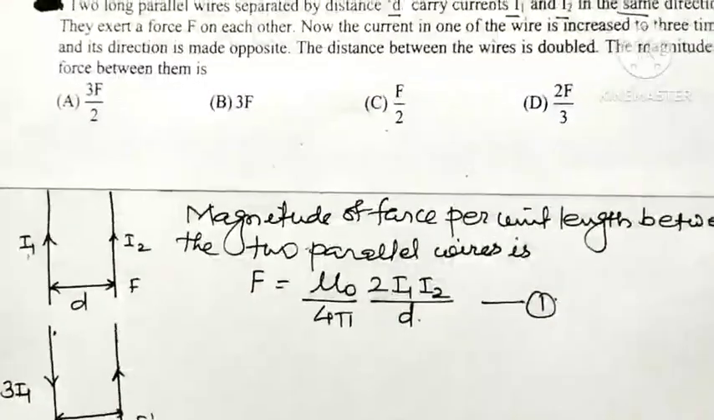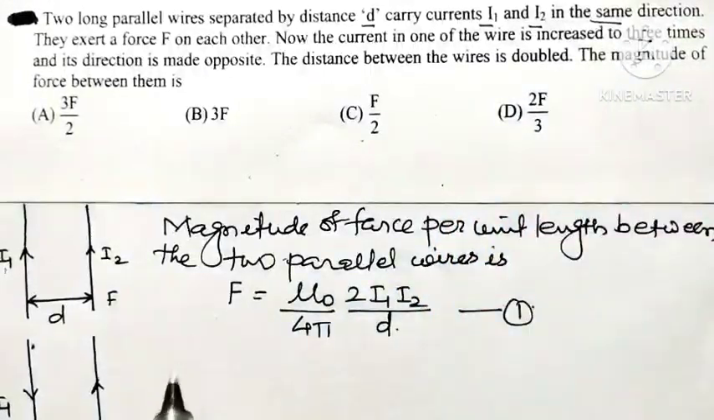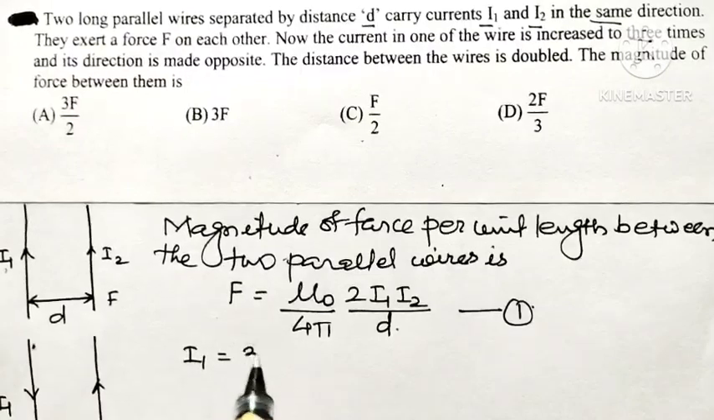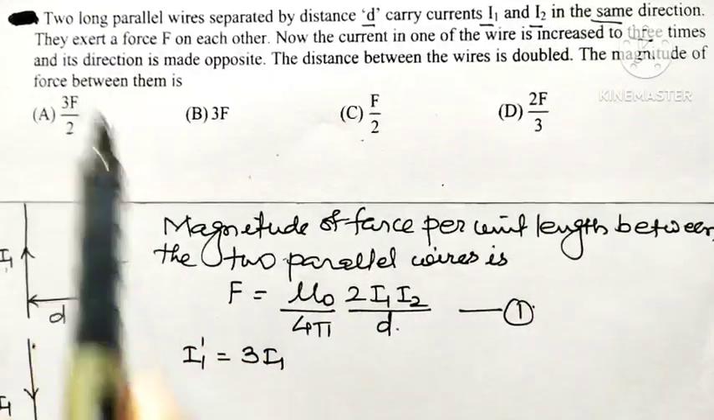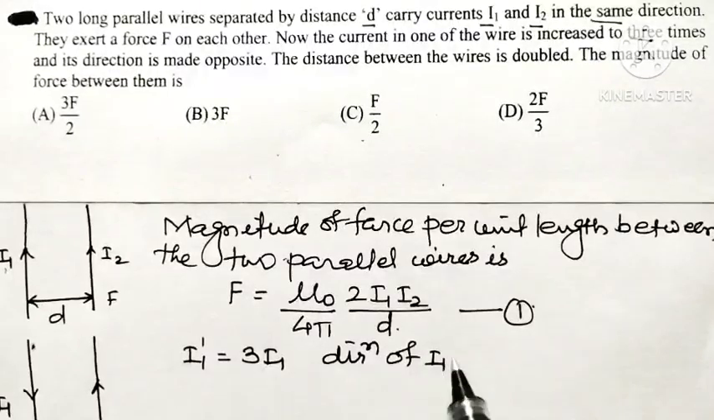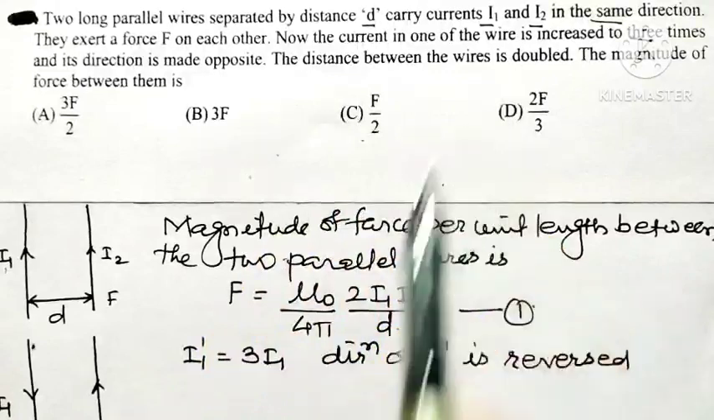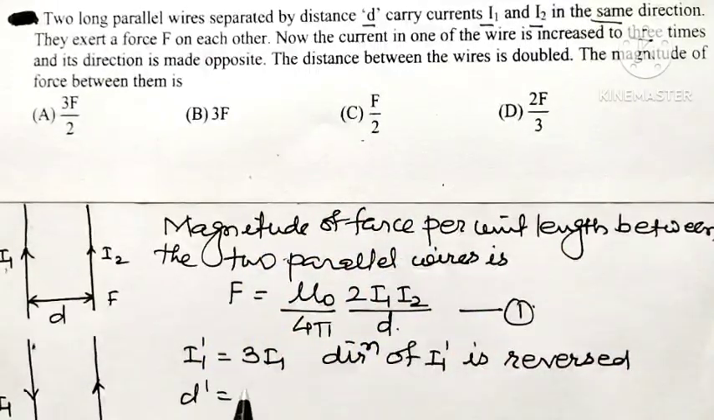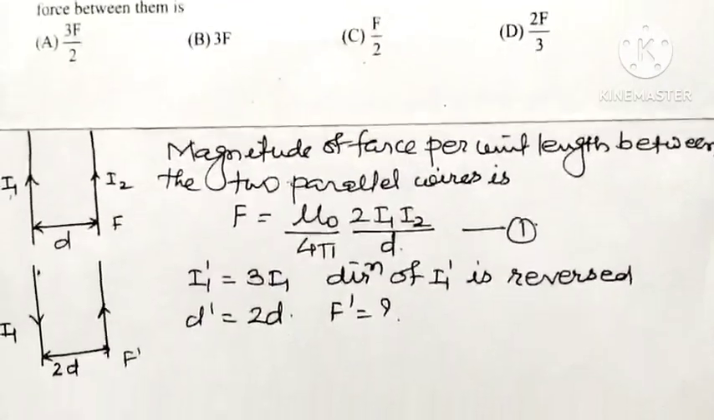Now see what is given in the example. The current in one of the wires is increased to 3 times, so I1 dash is equal to 3 times I1, and its direction is reversed. The direction of current I1 is reversed. And the distance between the wires is doubled, meaning d dash is equal to 2 times d. Then the magnitude of force between them, F dash, we have to find out.